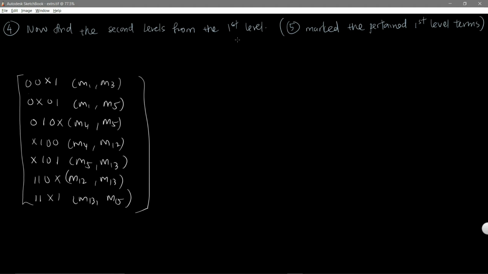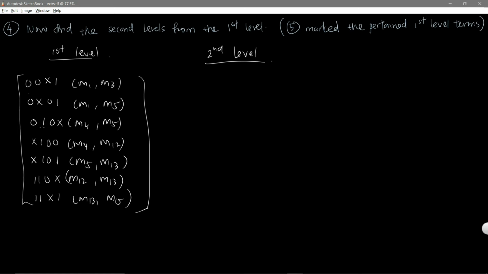We need to find the second levels from the first level. So this is the first level with a similar step. Is there any other terms with 3 similar and 1 different position compared to this one? No. Let's do the second term. You can see there are no other terms having 3 similar positions and 1 different position.